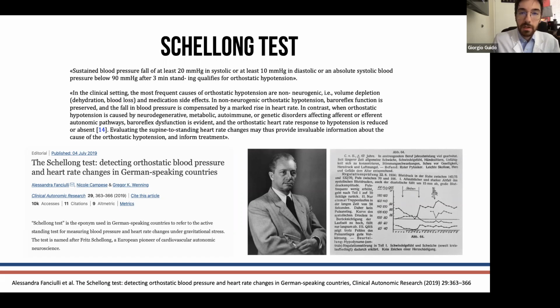Sometimes with POTS, it takes some time to detect a significant heart rate increase. So in the upright posture, you take blood pressure and heart rate, and you can do it with the pulse oximeter every minute till the 5 or 10 minutes.